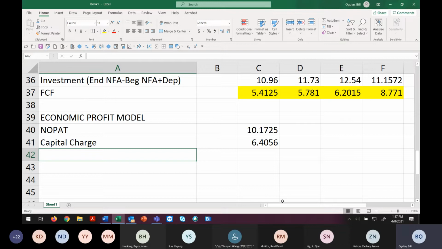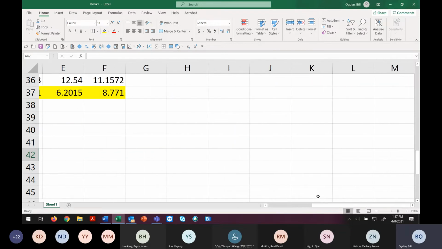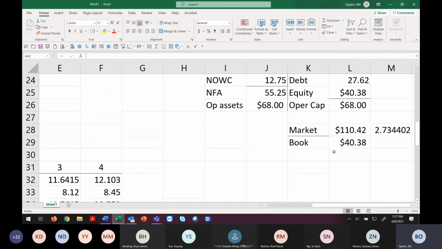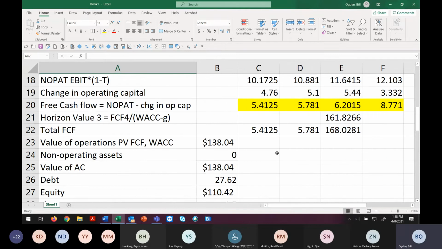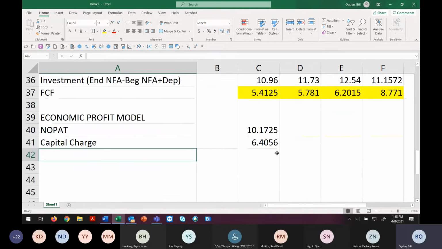And you know what? Let's look over here. Would you have expected that? Well, given what we've already done, can you see that we parlayed $40.3 million of equity investment up to 110.42, didn't we? So wouldn't you, based on what we've already done, expect to be seeing an economic profit? Yeah, we are.